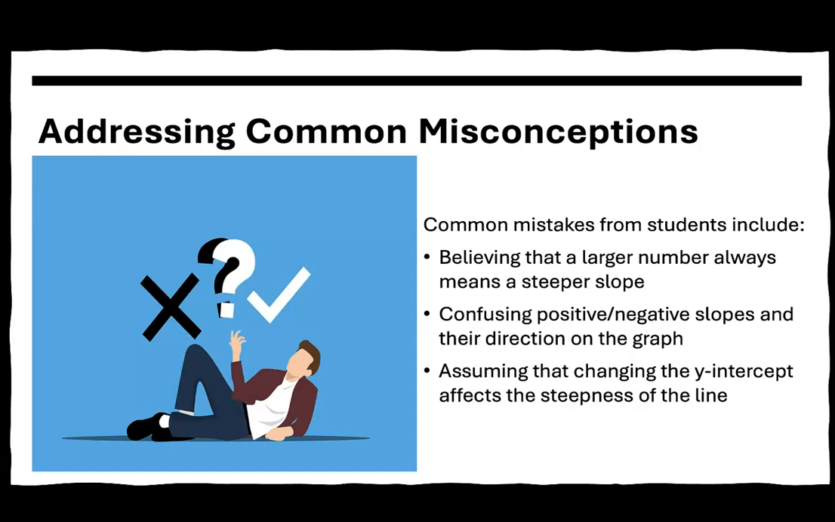Addressing common misconceptions. Desmos makes common misconceptions visible. Students can make mistakes, like believing that a larger number does not always mean a steeper slope, that positive and negative slopes change direction, and that adjusting the y-intercept shifts the line without affecting the steepness of the line. Visualization in Desmos helps you correct these misunderstandings by making linear relationships visible and interactive.